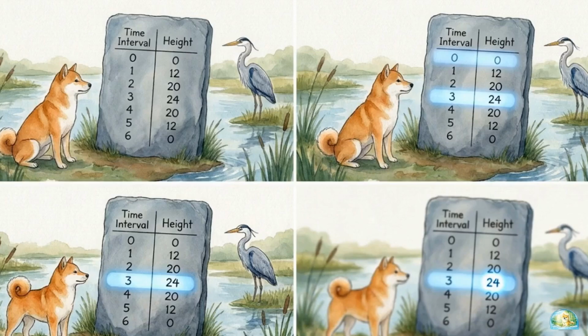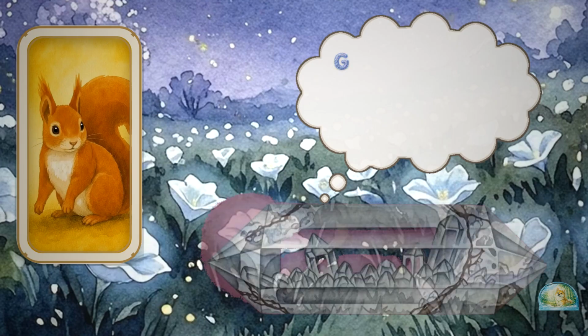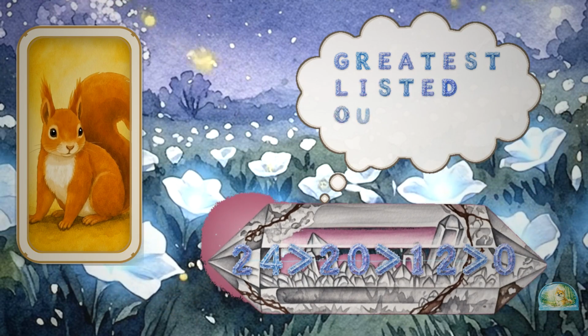This data table tracks the height of a projectile as it rises and falls over set intervals of time. To analyze the path, we scan the height column for the greatest numerical value. Here, the highest value shown is 24. 24 units is the greatest height listed in this table.